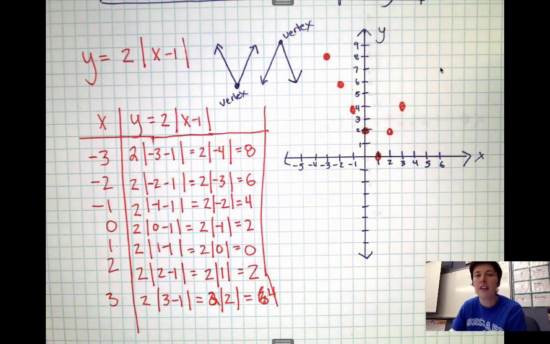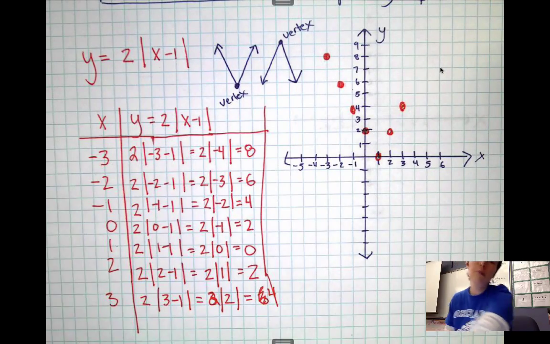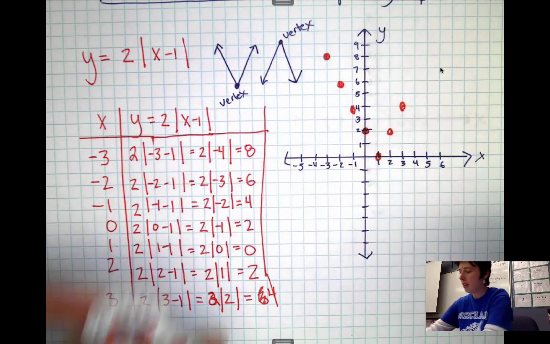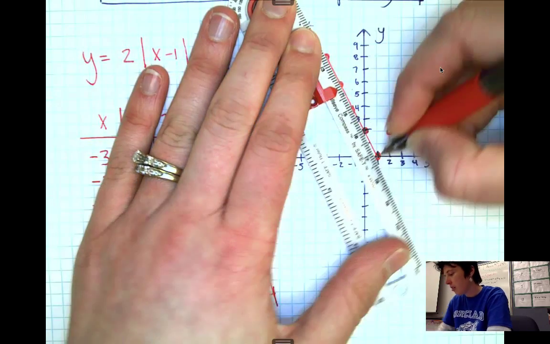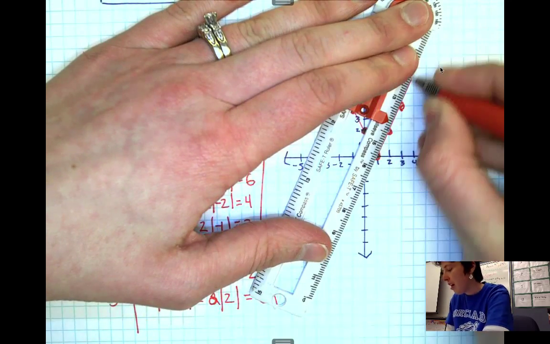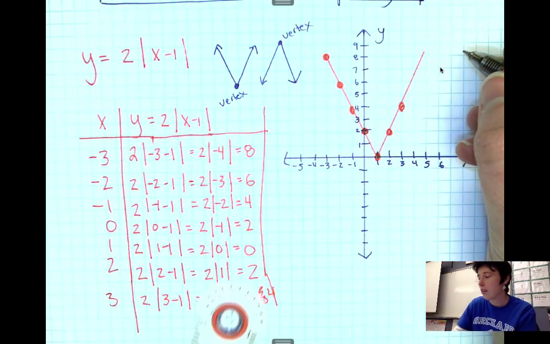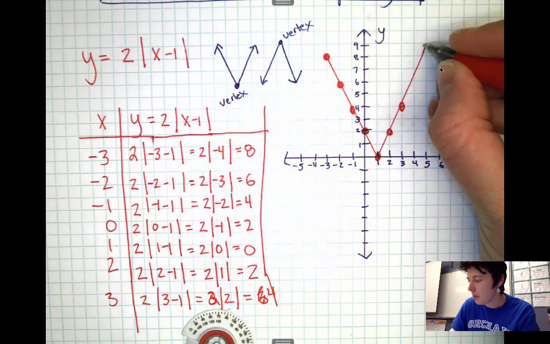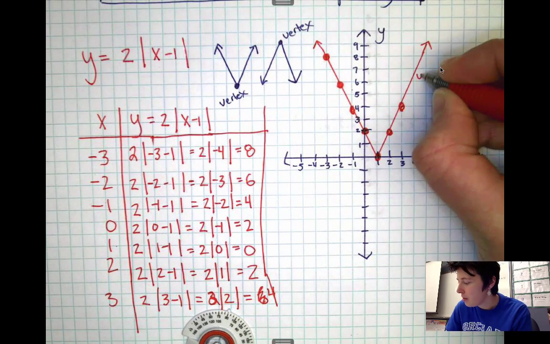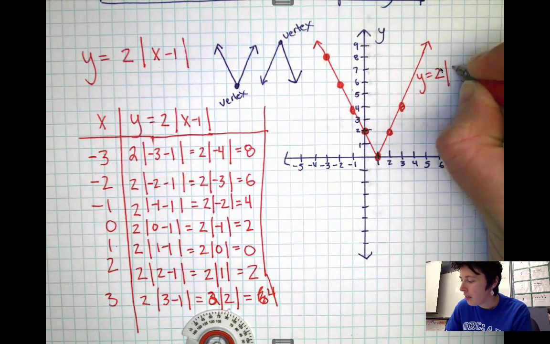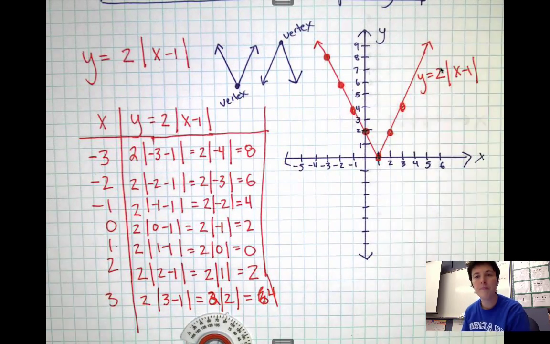Okay, it's totally looking like a V. Now I'm not going to worry so much about doing any more table points. I have a huge table here. I'm going to connect my points with a line going in both directions. And I'm going to extend this line with some arrows because it doesn't stop here. I'm just stopping because I'm tired of making my table. And this is y equals 2 absolute value of x minus 1. And I'm done.